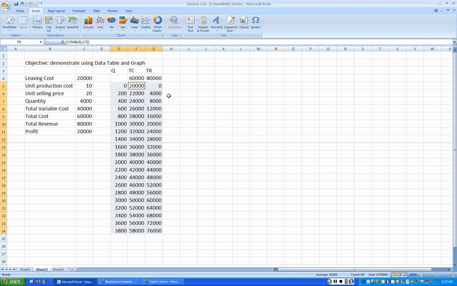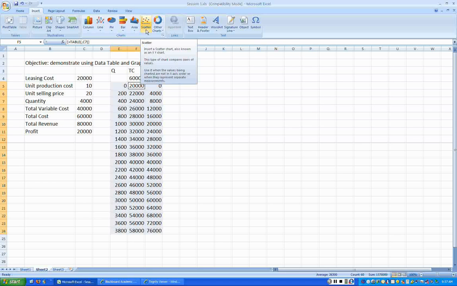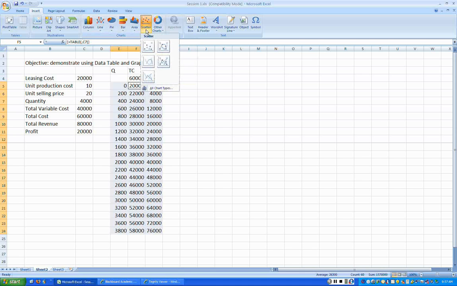It's like an X and Y relationship, so it's going to be a scatter plot. Okay, insert as an XY chart. So this is an XY chart. Click on that one, you get these various options. So here you just get the data points.